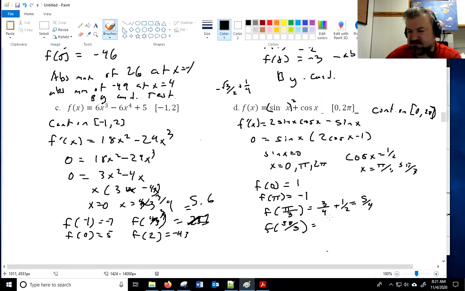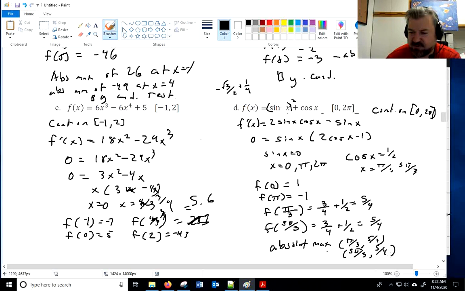All right, then let's do f of 5 pi over 3. Okay, well, let's see here. The sine of 5 pi over 3 is a negative square root of 3 over 2, but we're squaring it. So it becomes, again, just 3 over 4 plus 1/2, which becomes 5 over 4. So it looks like we have two places where we have an absolute max, at pi over 3 and 5 pi over 3, at 5 over 4 as well. We definitely have an absolute min. And our absolute min is at pi comma negative 1.